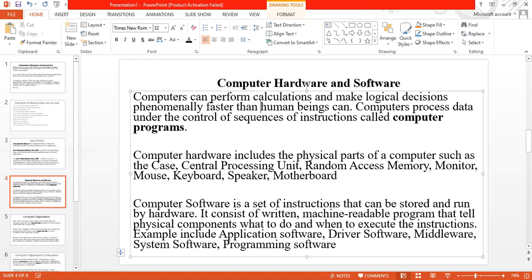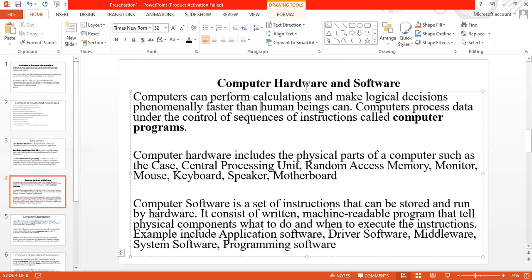Human beings like you and I, we understand English language. Some understand French. Some understand all other languages. But the computer does not understand English, so every instruction we are giving to the computer is being translated into machine readable programs. That is the binary number. They are known to be zeros and one that tell the physical components what to do and to execute these instructions. Let me come again.